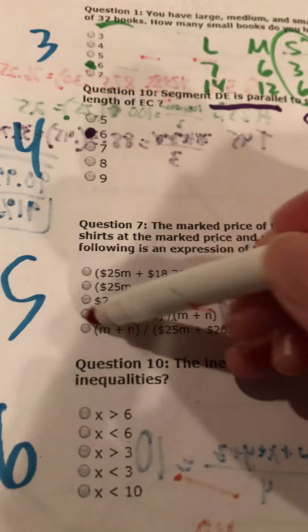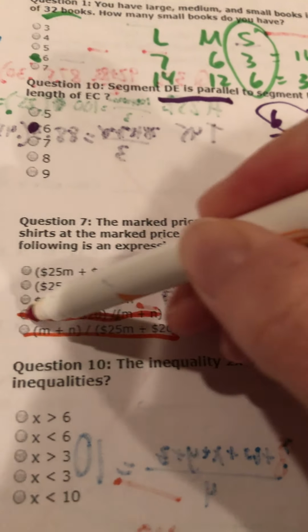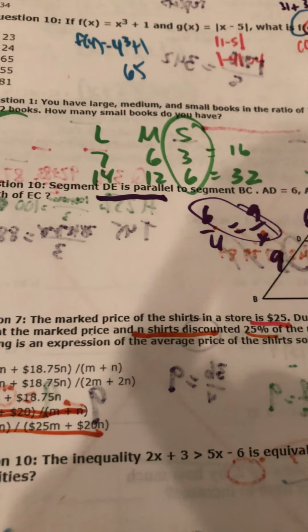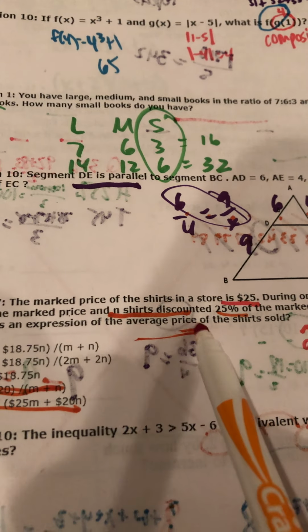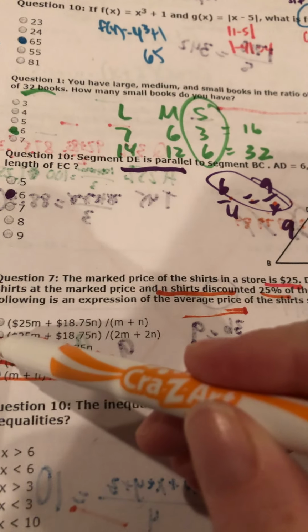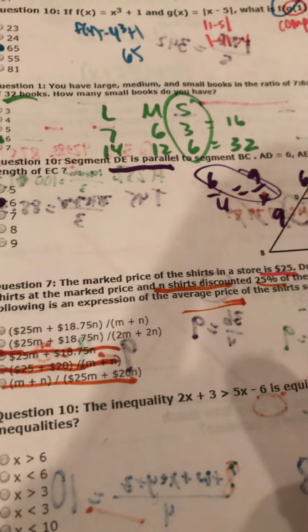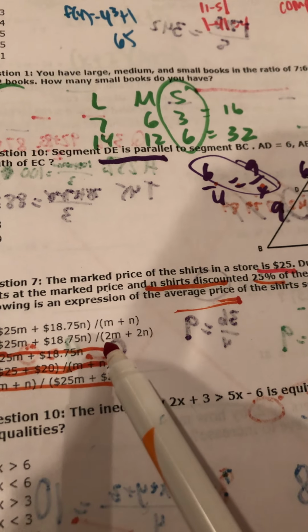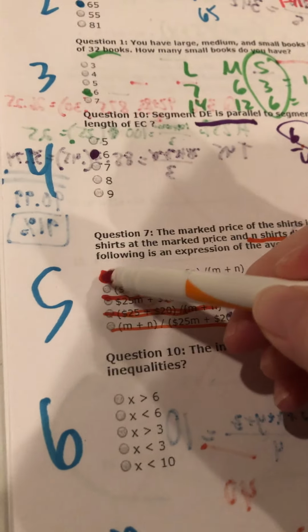So I'm looking first of all which one have that together. So it's not these bottom two. And it says which of the following is the expression of the average. Average means I add it up and divide. So I'm going to add up and divide. So there's no division here. And it says nothing about doubling the shirts. So that's why it's going to be that first one.